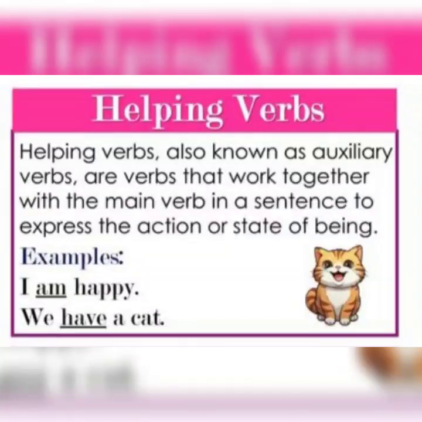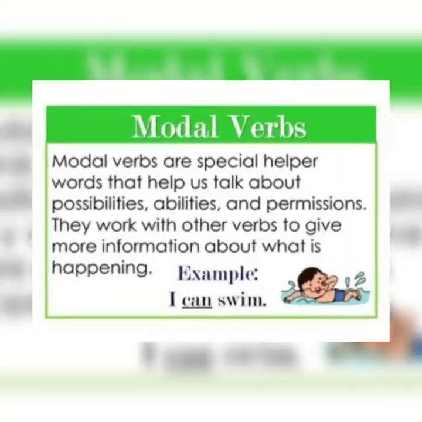Helping verbs. Helping verbs, also known as auxiliary verbs, are verbs that work together with the main verb in a sentence to express actions or states of being. For example, I am happy. We have a cat.